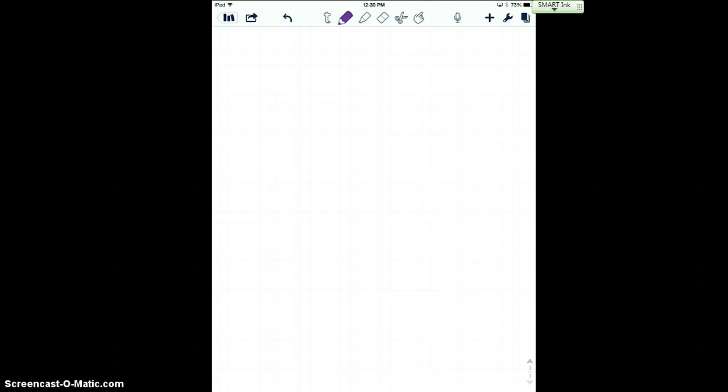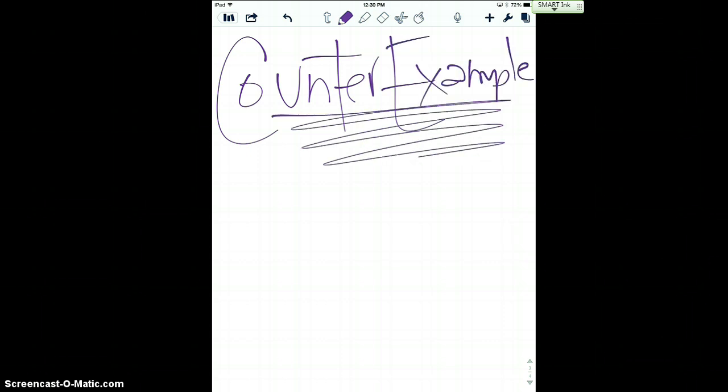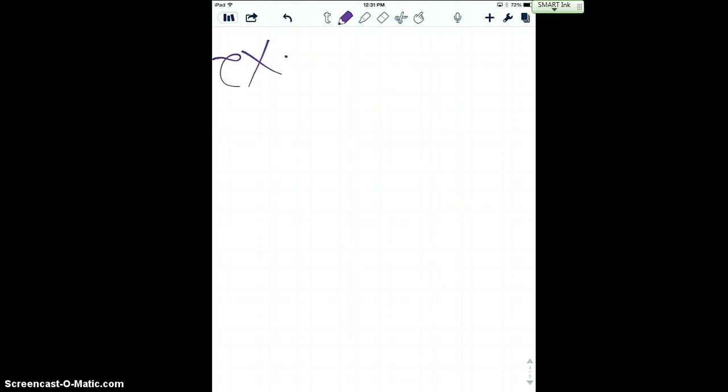What's important to take note of in inductive reasoning is that a counterexample, super important, disproves a conjecture. If you're able to come up with a single example to show that a conjecture is not true, then boom, it's not true. So for example, let me get you to picture this.